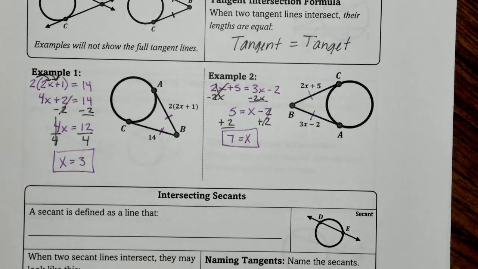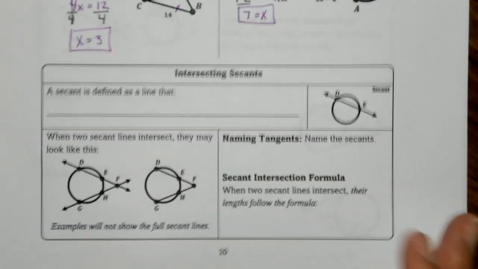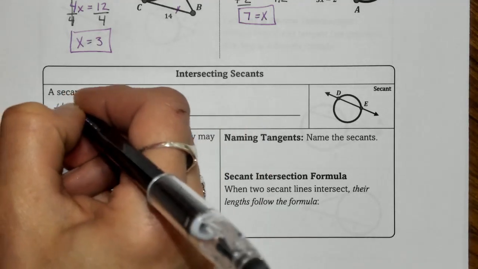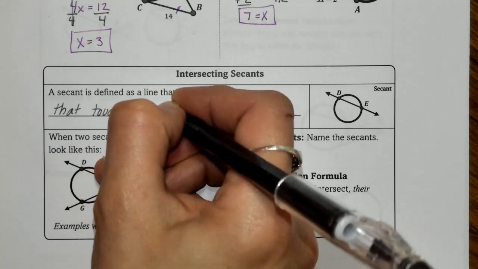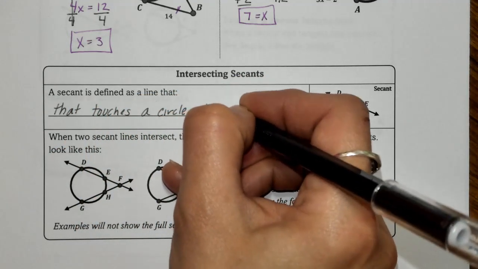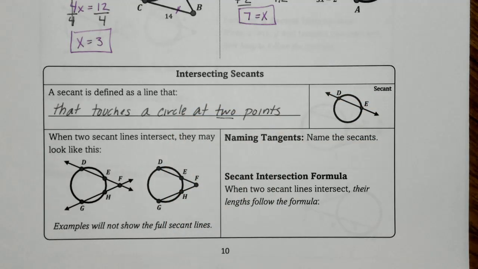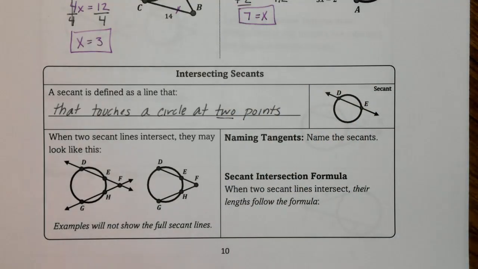Now, secants, intersecting secants. We remember that a secant is defined as a line that touches a circle at 2 points. Okay, so it's going to slice. Secant slices. Okay, a secant is going to slice through the circle and exit out another area.